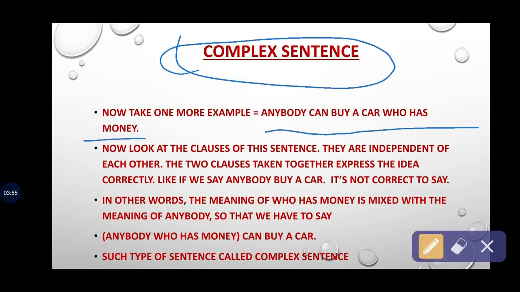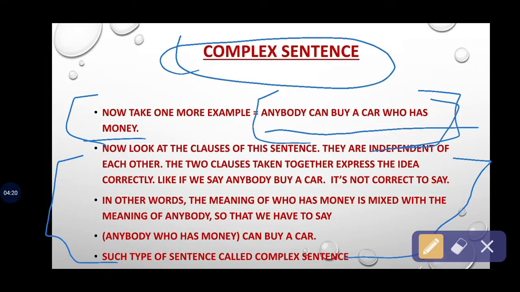Now look at the description of these sentences. Look at the clauses of the sentence. They are not independent of each other, meaning they totally depend on each other. The two clauses taken together express the idea correctly. Like "anybody can buy a car" and "who has money." These are two clauses, and we make one sentence from them to give the idea correctly.